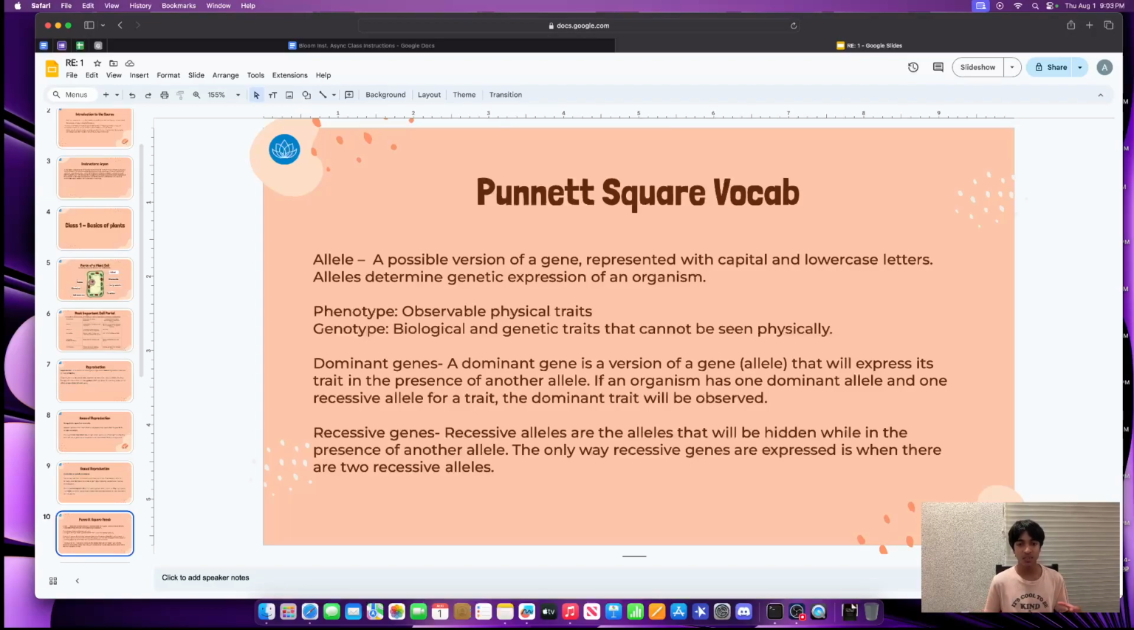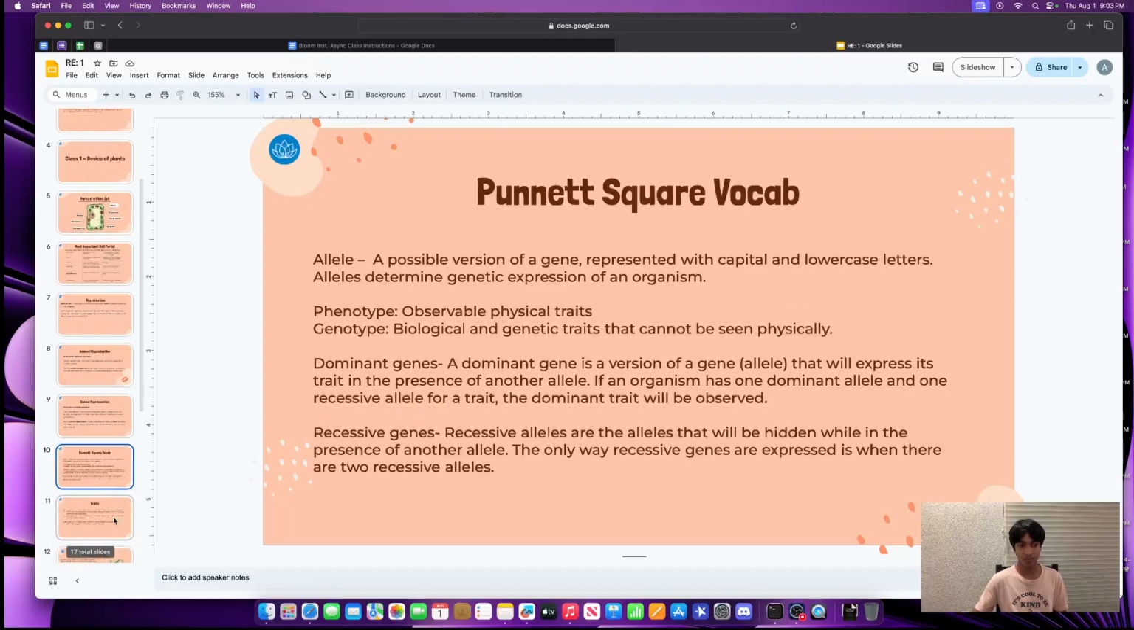And then recessive alleles are the alleles that will be hidden while in the presence of another allele. The only way that recessive alleles are expressed is when there are two recessive alleles. Basically, both recessive alleles in the same trait.